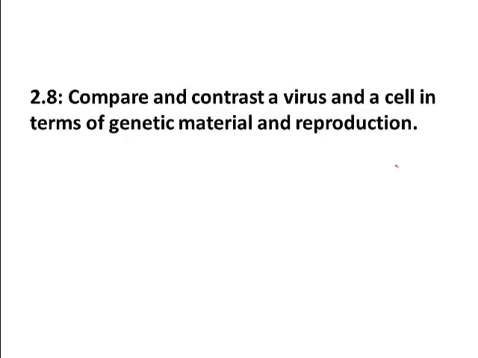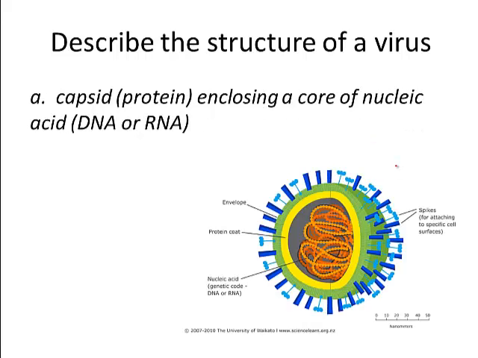All right, 2.8 is comparing and contrasting a virus with a cell in terms of genetic material and reproduction. So number 1 is describing the structure of a virus. So a virus is a capsid that is made of protein. So here's your capsid going around the outside. And then inside of there is your DNA or RNA, depending on the type of virus that you have. And that's all that you have when you're looking at a virus. They are not made of cells. They can't reproduce on their own, and this is why they're not considered living things.